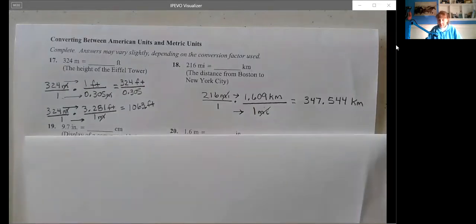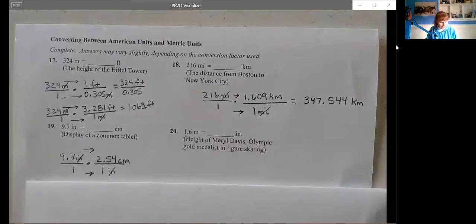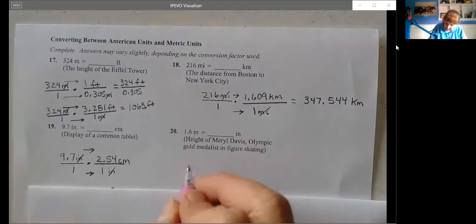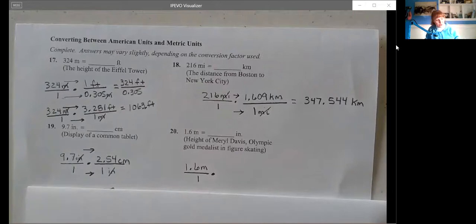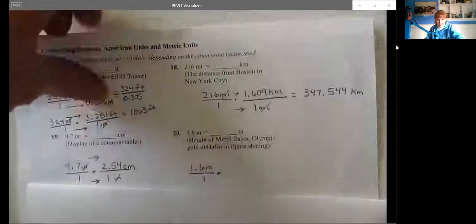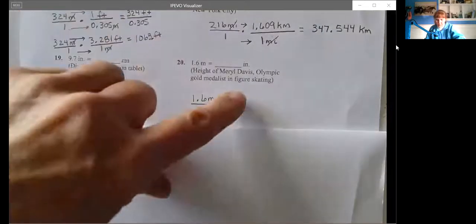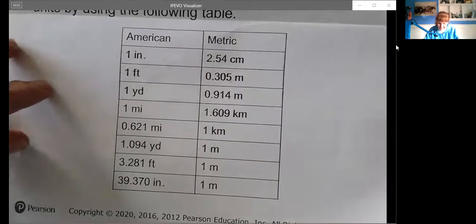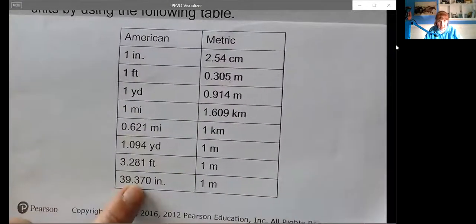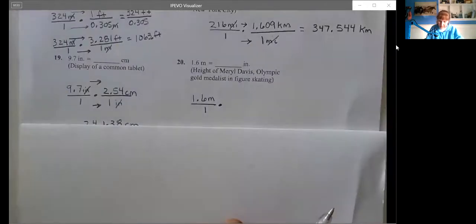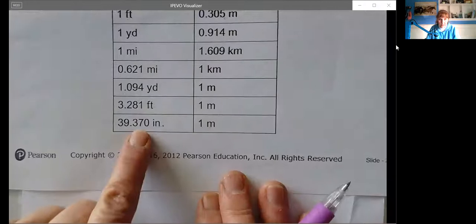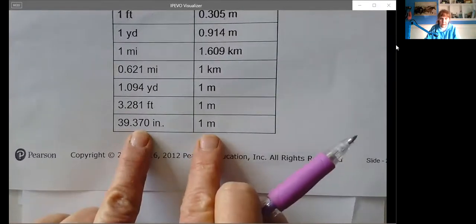Let's try one more, last one. 1.6 meters to inches. All righty, so we have 1.6 meters over 1. Let's hope they give us a straight conversion between inches and meters, so we don't have to go and multiply by two different numbers. Meters and inches. This last one down here, inches and meters, there you go. So this is the one I'm going to use. And we want our answer in inches. So I will put this in the numerator and this in the denominator and multiply it.